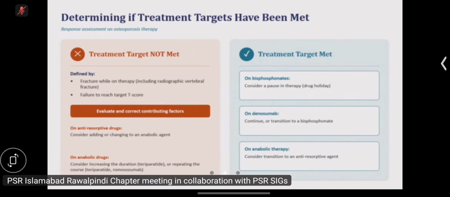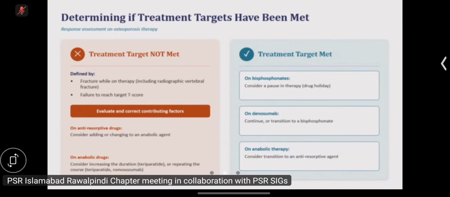According to the position statement, we can consider increasing the duration of anabolic drugs. Traditionally, we have been taught that teriparatide can be given for a period of 18 to 24 months only. But recently, FDA has approved its use beyond 24 months in USA and also in Canada. So that can be considered. And if they have had a course of teriparatide or romosozumab in the past, we can give them a repeat course. Conversely, if the treatment target has been met, then we can consider switching.